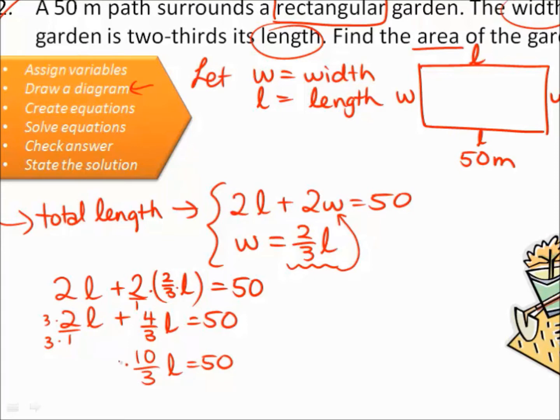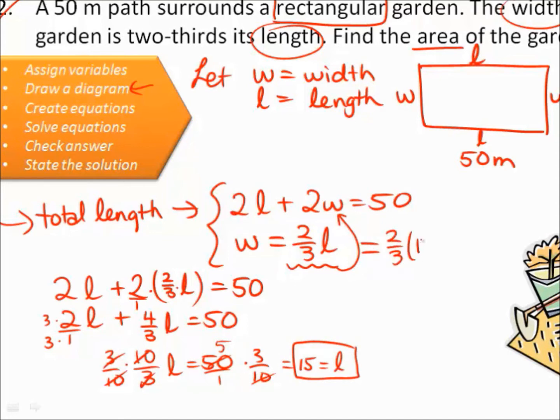To find the length, we could multiply by the reciprocal on both sides to eliminate what's by the L. When we simplify that, we get 15 to be the length. We can go back to what the width was. The width was 2/3 of the length. Find that, and that gives you 10 for the width.